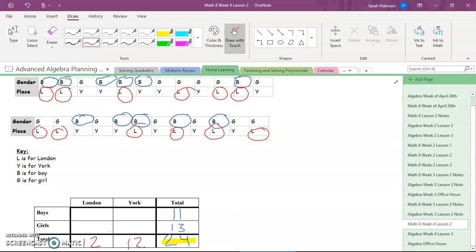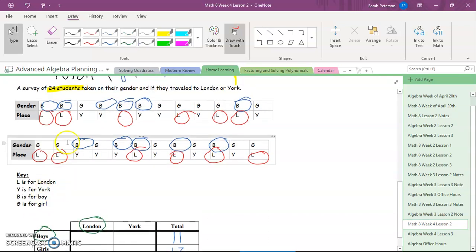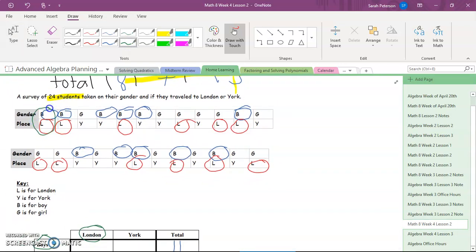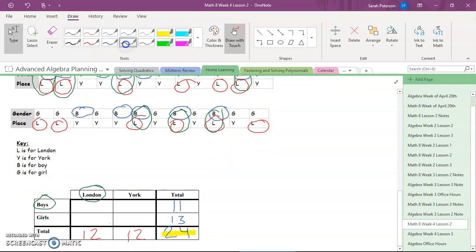Now I got to look at combination. So now I'm going to look for the combination of London and boy. So I'm going to look for when there was a B and L in the chart. So 1, 2, 3, 4, 5, 6, 7. So there are 7 boys that went to London. So if there's 7 boys that went to London and there was 11 boys total, 11 minus 7 is 4. So you should see 7 plus 4 is 11.